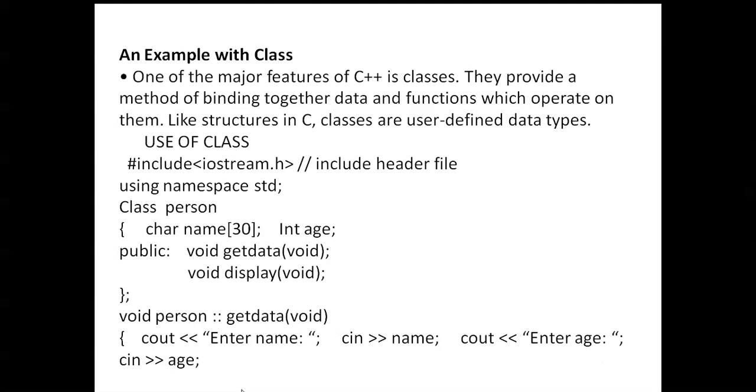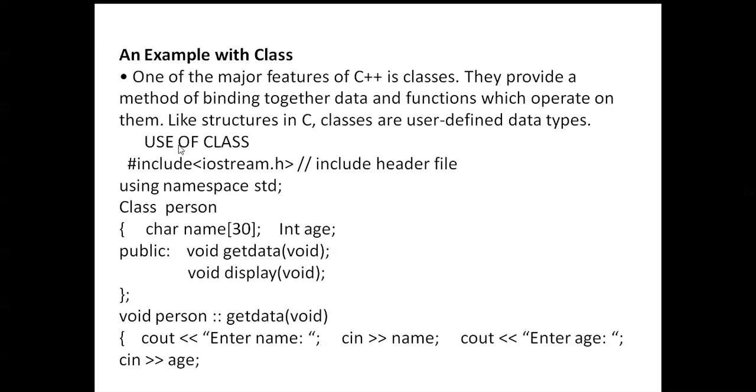Here, an example with class. One of the major features of C++ is classes. They provide a method for binding together data and functions. A class is nothing but a bundle of data and functions which operate on them, like structures in C. Classes are user-defined data types.